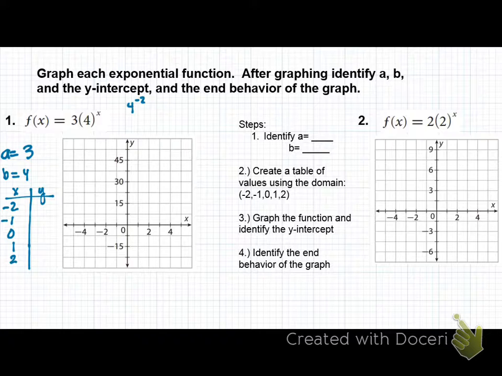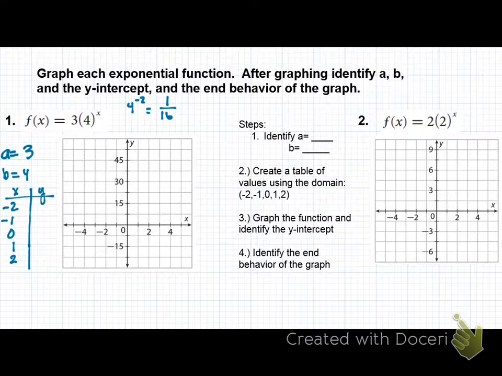What's 4 to the second power? 16. Good. So I want to show you 4 to the -2 is actually 1/16, okay? You see that? So when you have a negative power, you're going to flip it, and then you're going to put the answer at the denominator, okay?